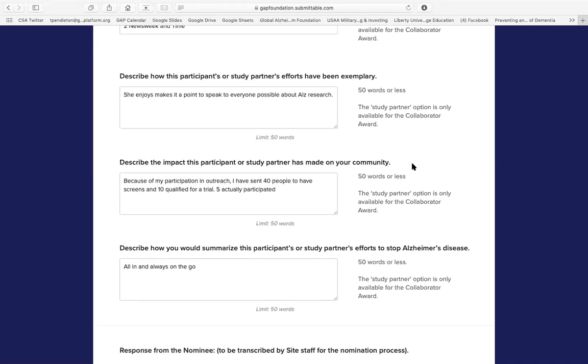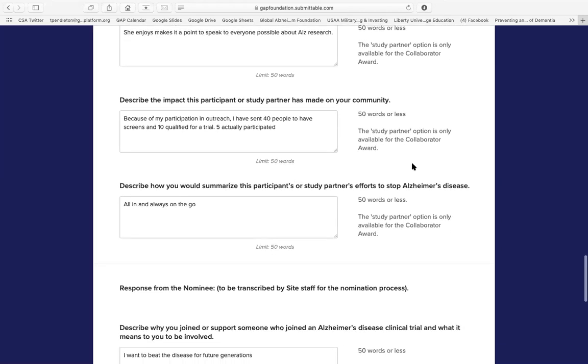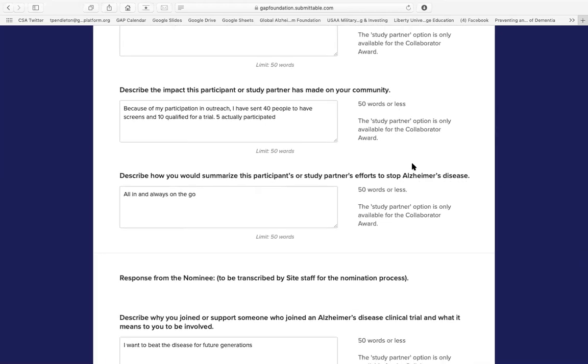Describe how the participants or study partners' efforts have been exemplary. This is, why did you nominate this person? Describe the impact that this participant or study partner has made in your community. You know, I wrote here, because of my participation in outreach, I have sent 40 people to have screens and 10 qualified for a trial, 5 actually participated. So this helps us to know how effective. This is where you give them the honor and the credit that's due.